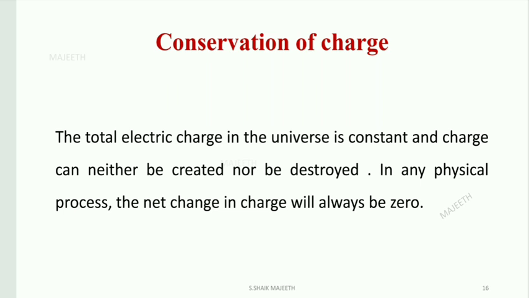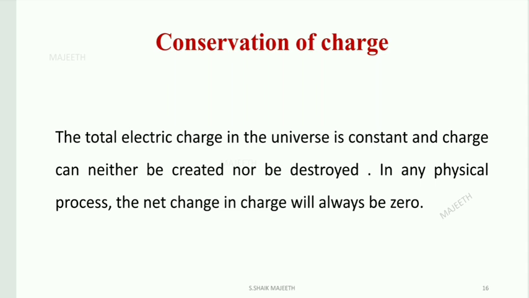This led to the conclusion that charges can neither be created nor be destroyed, and they can only be transferred from one object to another object. That means the total amount of charge in the universe remains constant. You cannot increase or decrease. You can neither create nor destroy. So this is what Benjamin Franklin concluded, that became the law of conservation of charge.